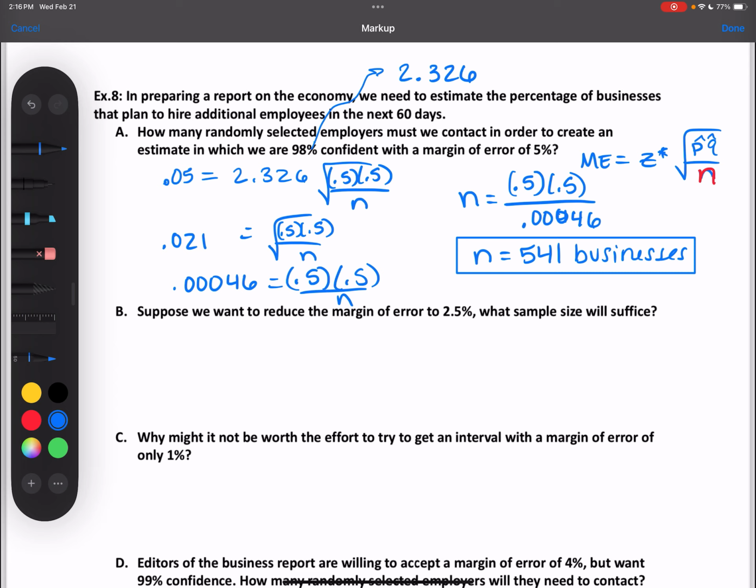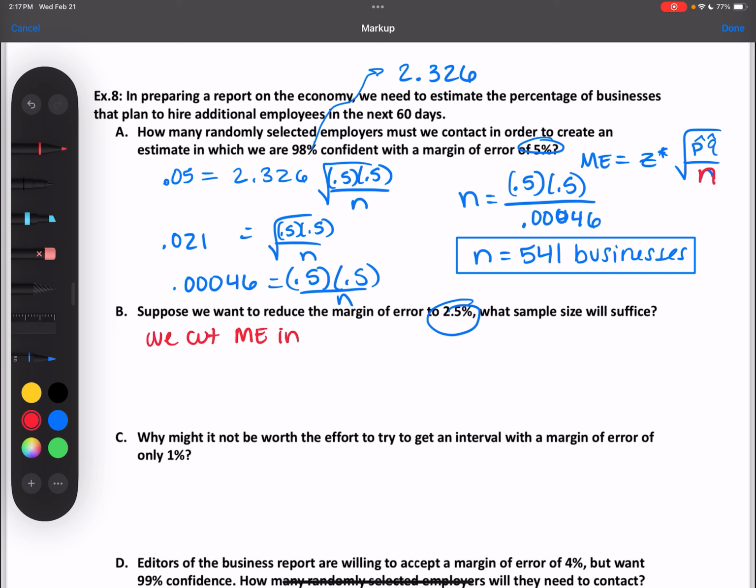Okay, suppose we want to reduce the margin of error to 2.5%. What sample size will suffice? Do we have to do the math all over again? We don't need to. Can we halve it? Divided by 2. So we cut the margin of error in half. Then we multiply by this number, which is half what the original margin of error is.